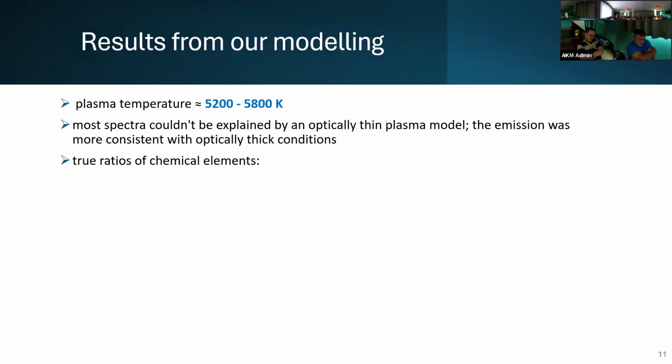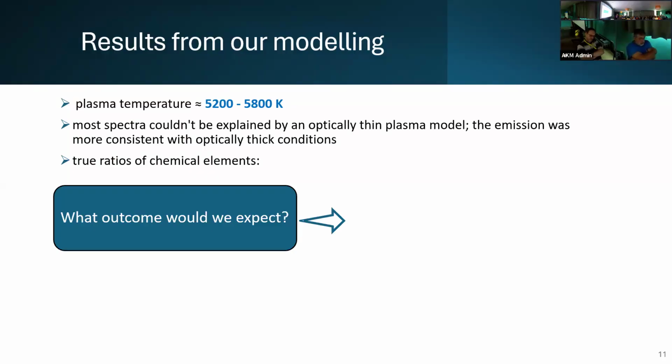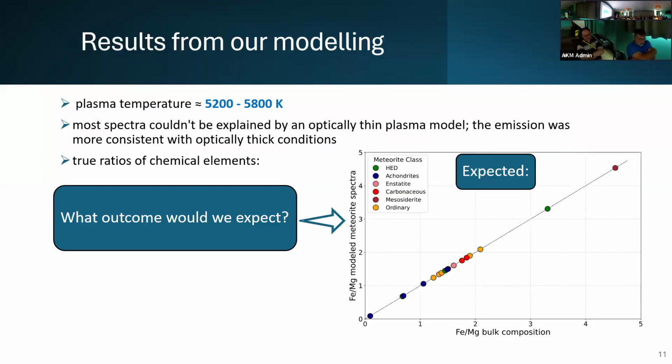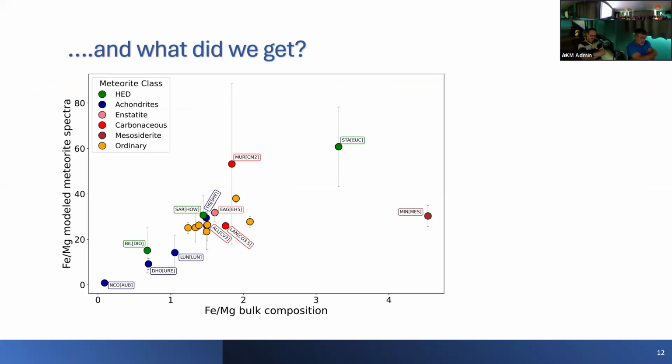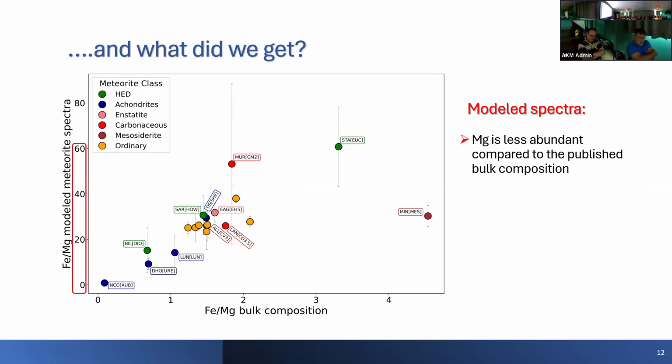And in terms of identifying some chemical composition, when comparing our model abundance ratios to the real bulk composition, chemical composition of these tested meteorites published in the literature, we would expect this trend. So in ideal case, 1-to-1 match. However, what did we get? Surprisingly, our results consistently showed higher iron to magnesium ratio.